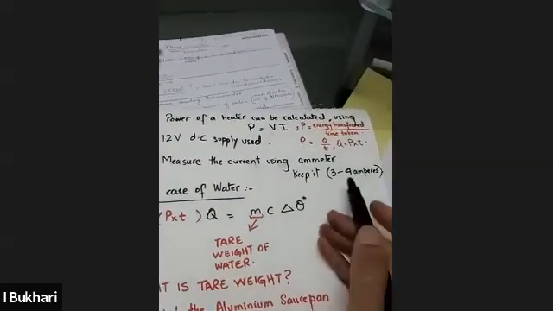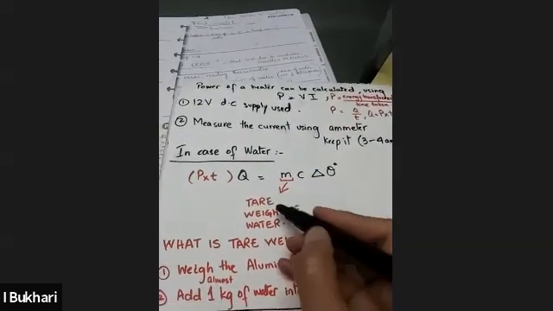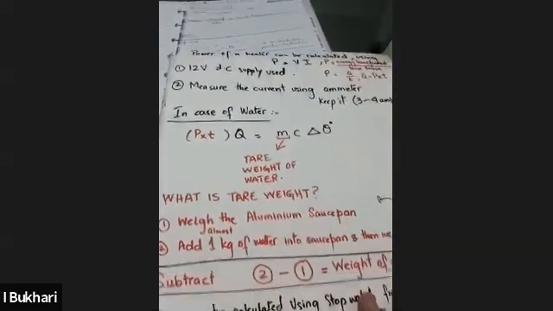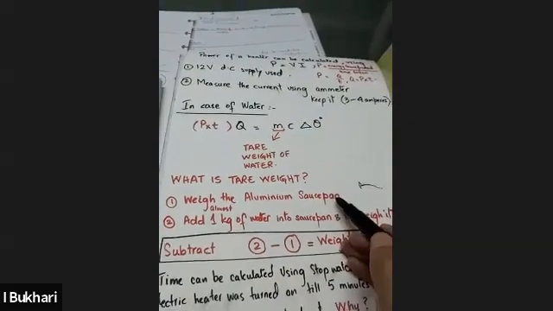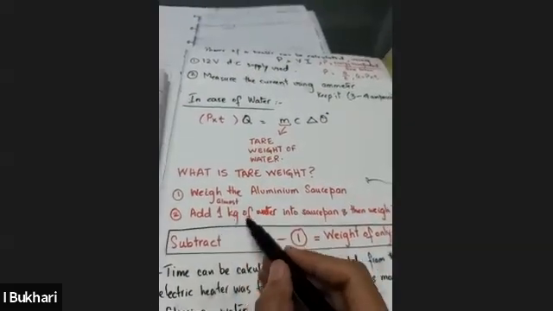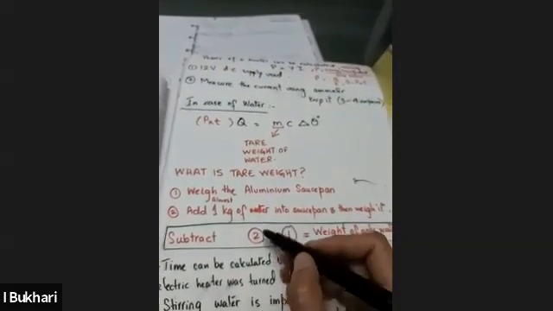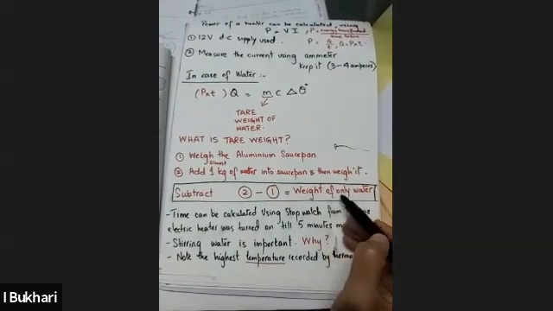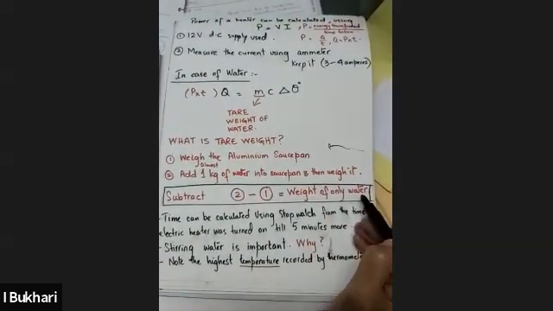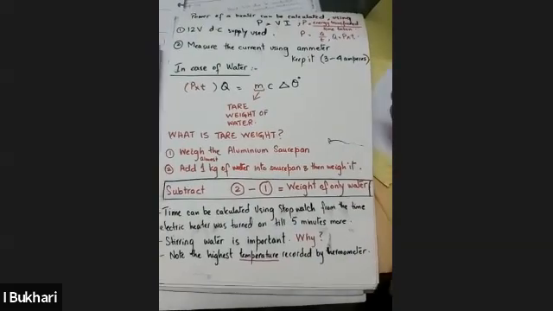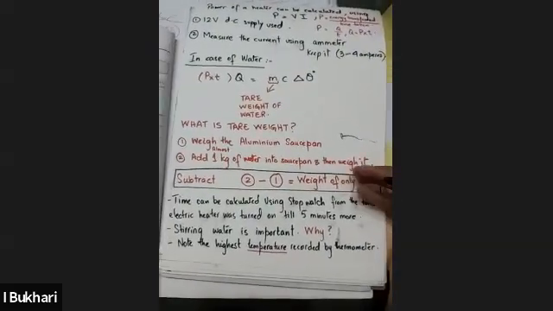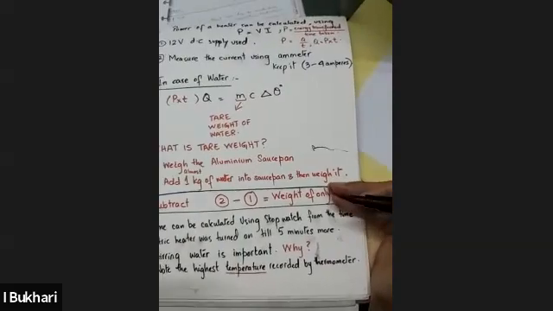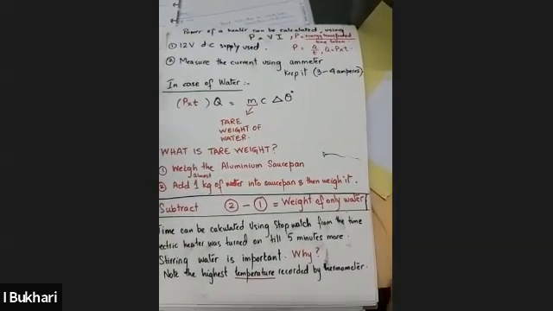This is called the tare weight of water. What is tare weight? We weigh the aluminum saucepan, then we add almost 1 kilogram of water into the saucepan and then weigh it, and then we subtract the weight of the aluminum saucepan from the whole to get the exact weight of only water. This is to subtract the weight of the aluminum can from our results. This is how you can weigh the water. You can make sure that you have exactly 1 kilogram of water.